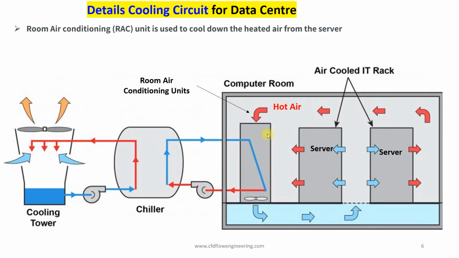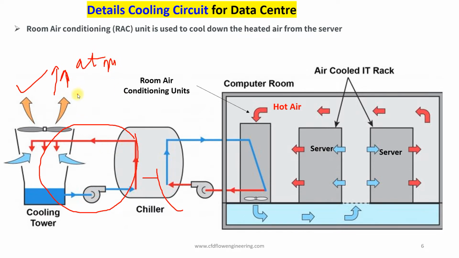In between the chiller and RAC unit, there is circulation of water. Cold water removes heat from the hot air, and it gets heated. This heated water passes through the chiller, then the heat is removed by another water circuit which is connected with the cooling tower. From the cooling tower, heat is released to the atmosphere.